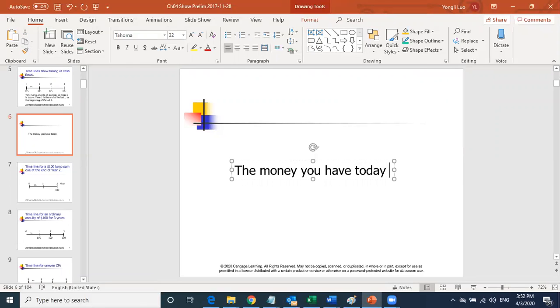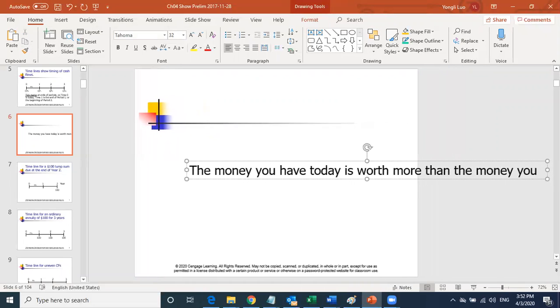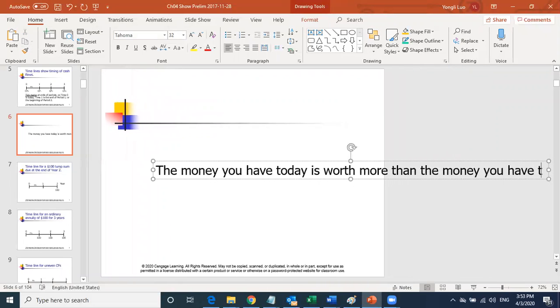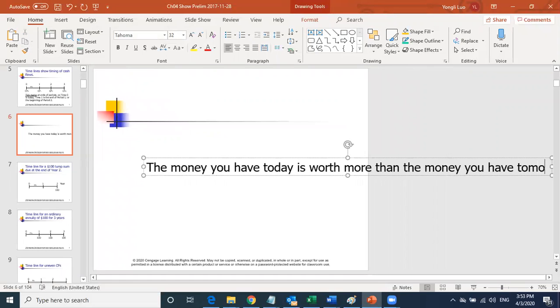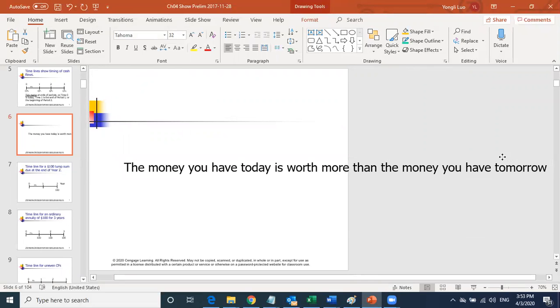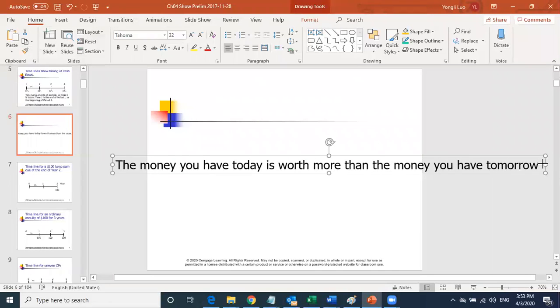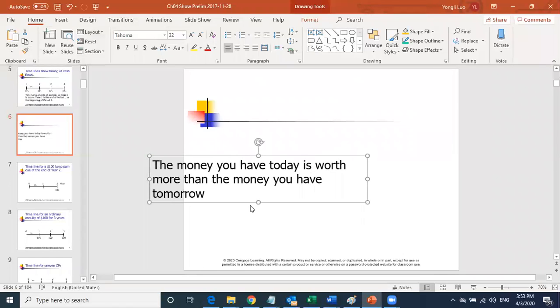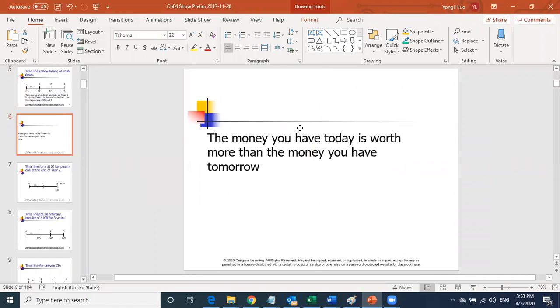Okay, the money you have today is worth more than the money you have tomorrow. Okay, that's the basic logic about the time value of money. The money you have today is worth more than the money you have tomorrow.